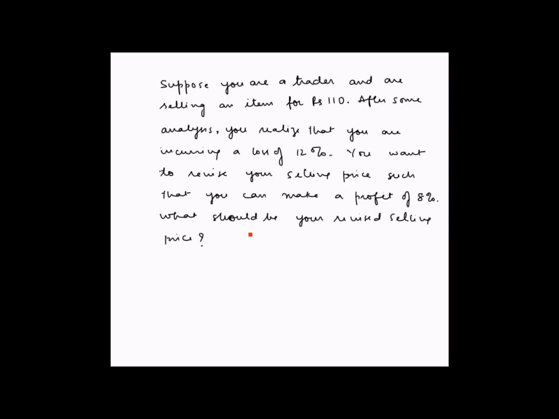Suppose you are a trader and are selling an item for rupees 110. After some analysis, you realize that you are incurring a loss of 12%. Now you want to revise your selling price such that you can make a profit of 8%. What should be your revised selling price?